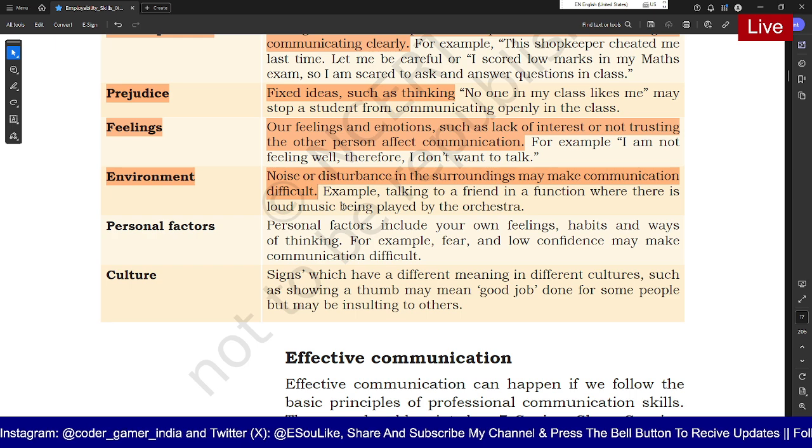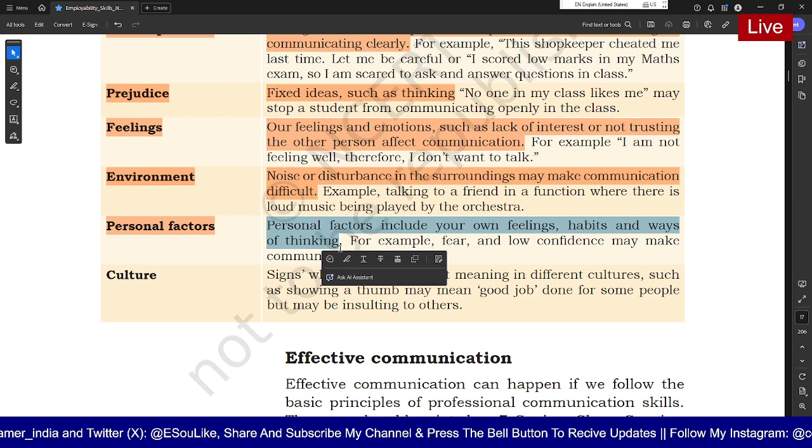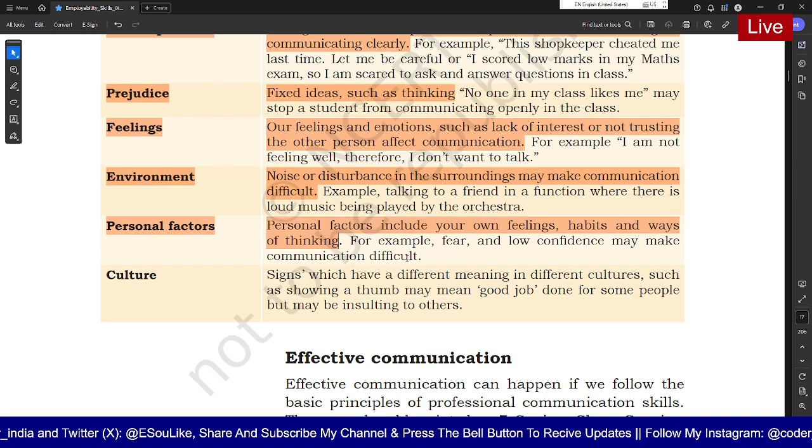Next are the personal factors. They include your own feelings, habits, and way of thinking, because fear and low motivation make communication difficult. So for example, you were asked to give a presentation in front of others and you don't know about it. So you may get fear and low confidence. Even sometimes people faint due to that.